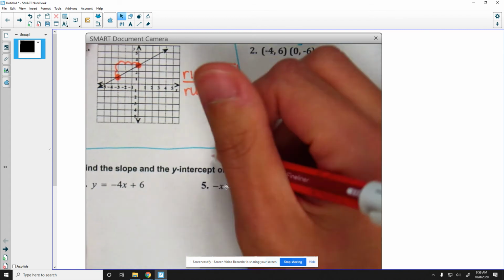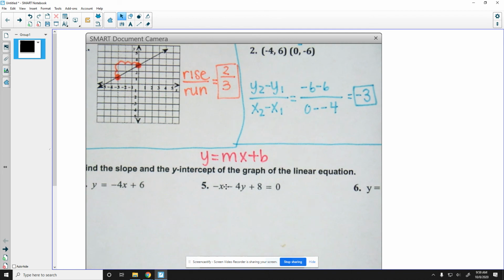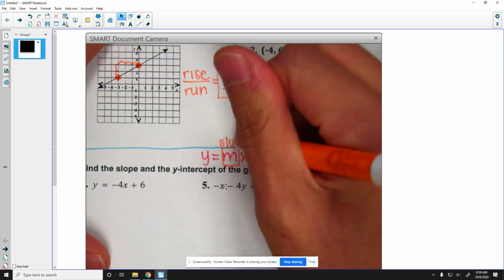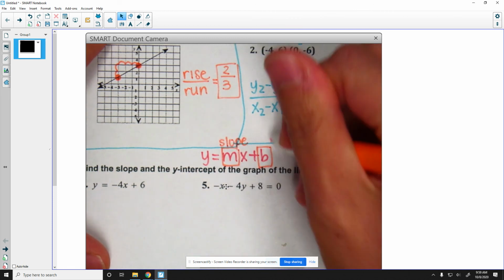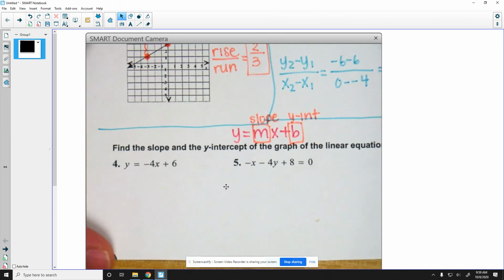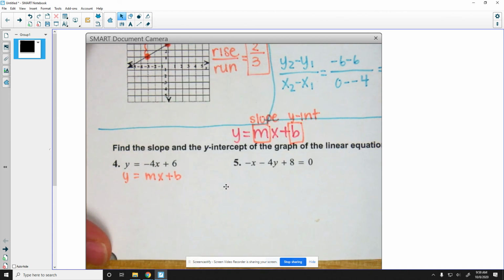So remember, when I have y equals mx plus b, does anyone remember which letter here is going to be the slope? Vaughn? The slope? Oh, M. So no worries. So the M is going to be my slope, which means my B is going to be my y-intercept. So if there's any confusion, this is what I normally do. Y equals mx plus b. I just put it right under.